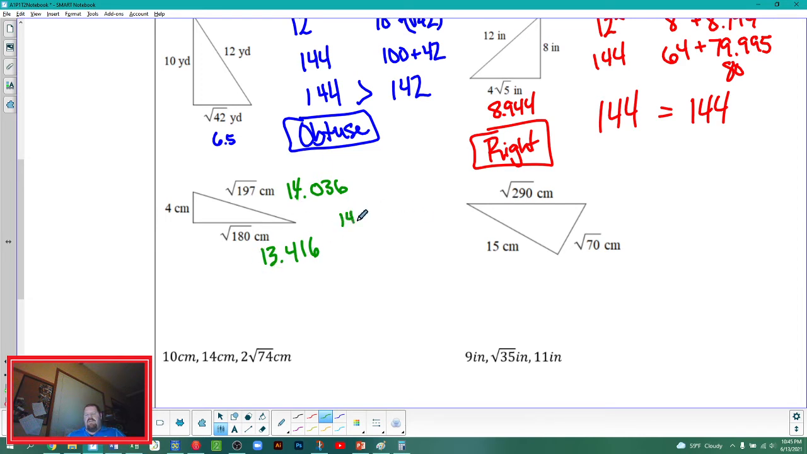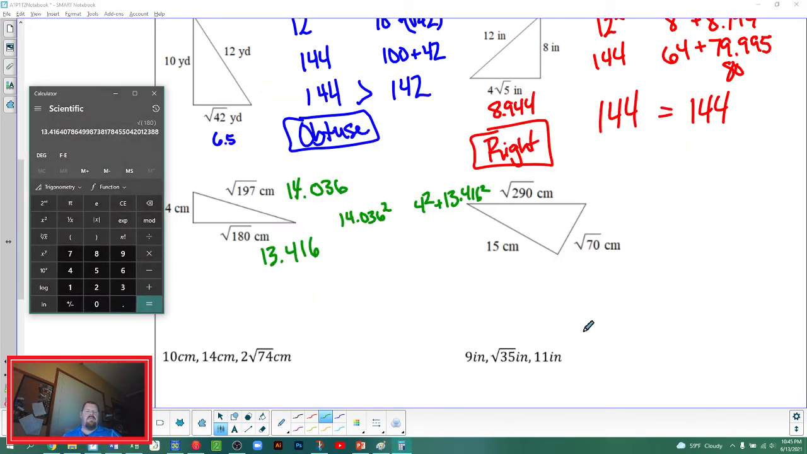So let's take our 14.036 and compare that to the other two squared and added together. 4 squared plus 13.416 squared. That's going to run over into the other one a little bit, but that's okay. Let's use our rounded decimals. 13.416, I'll just multiply it by itself. And that's feeling like it's about 180. Okay, it's pretty dang close.